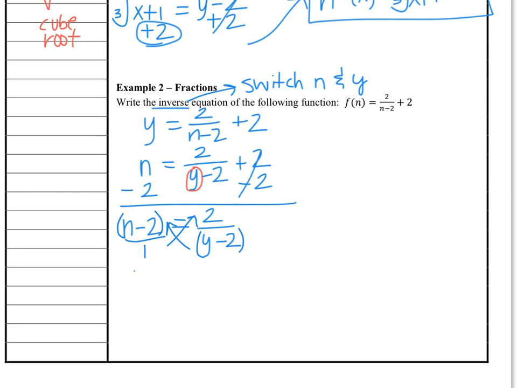So in this case, I've got two things that have parentheses around them. So it's going to be n minus 2 times y minus 2. And then going the other way, if I go this way, I get 2 times 1, which is just 2.